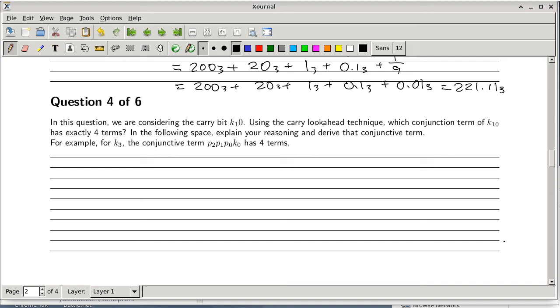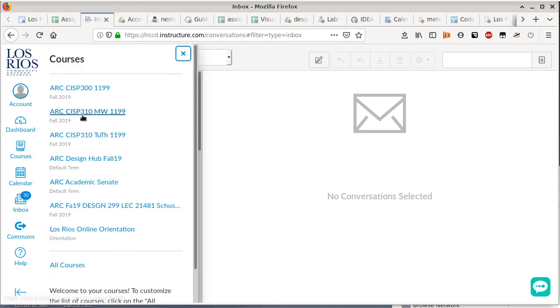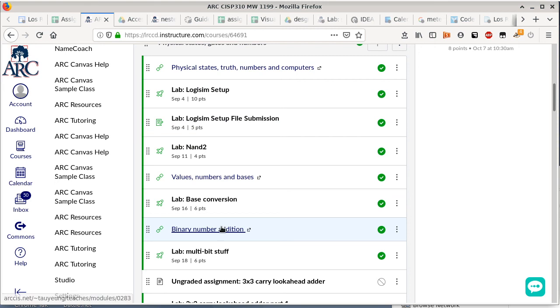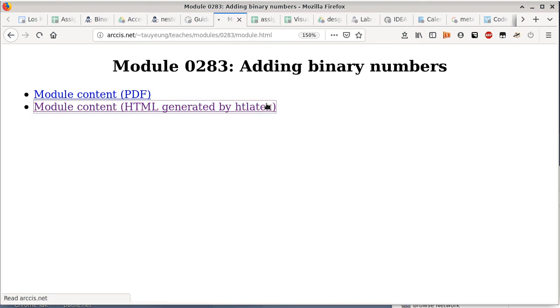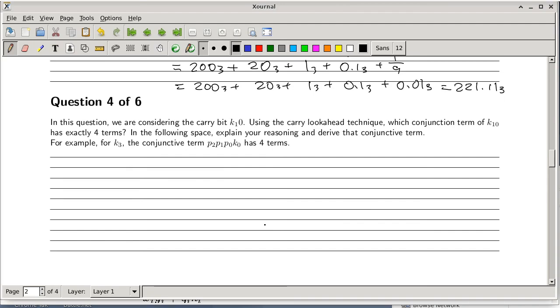Question number 4 is one of the more difficult ones. I'm not sure, between this one and the last one, which one is more difficult. So the way you read this question, we need to bring up the notes first. I'm going to bring up the notes from the class. This is about binary addition, so we just go back to binary addition. And we know this is about carry look ahead. How do we know? Because it's in the question. Exactly. Right here in the question, we are considering the carry bit.